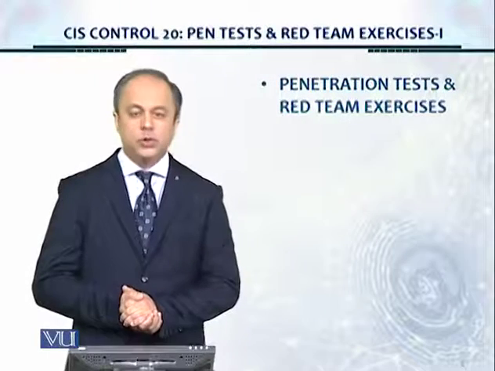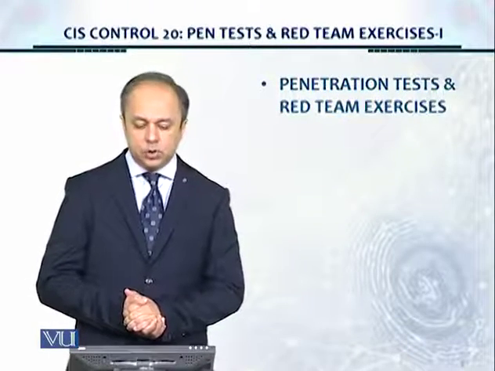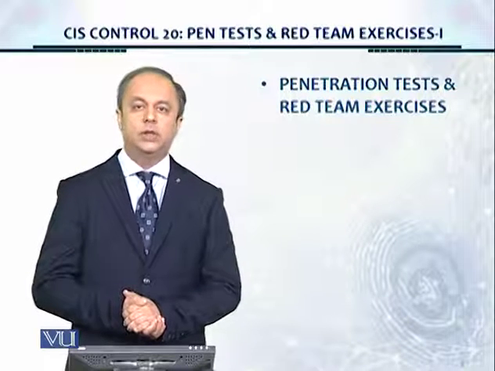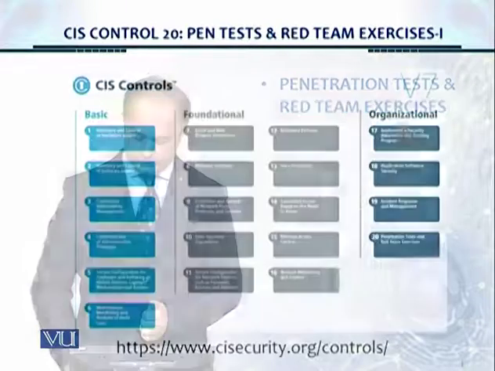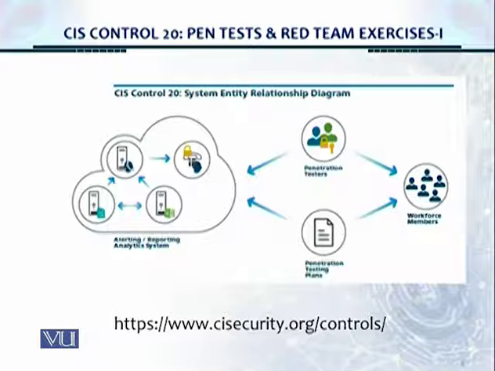In this module, we're going to take a look at the last of the CIS control sets, which is CIS Control 20, pen tests and red team exercises, and this is the first in the module series. So this is the entire set of CIS controls, and now we've reached the version 7 control set. We're talking about control number 20, penetration tests and red team exercises. And we use penetration testers and penetration testing plans in order to execute this particular control.